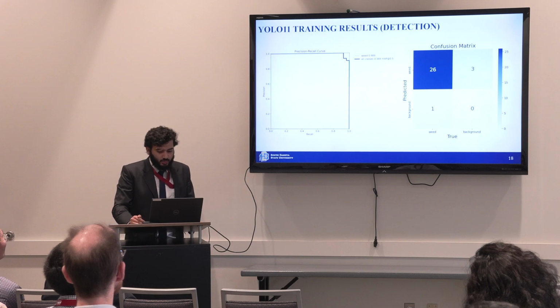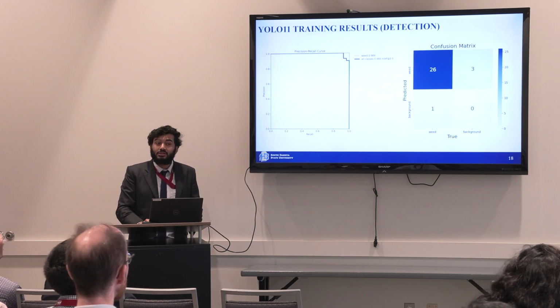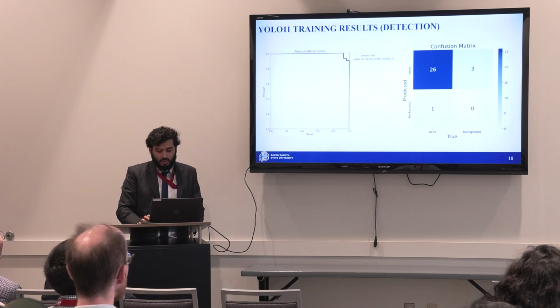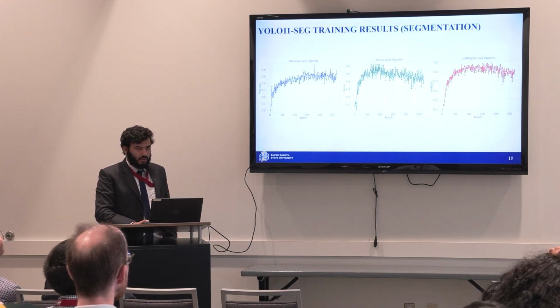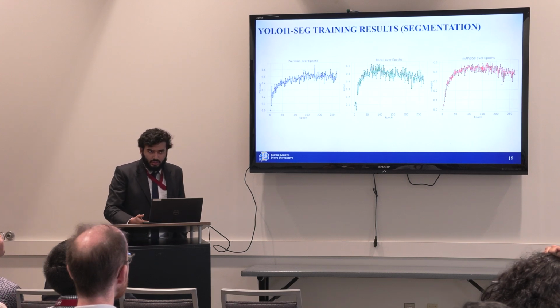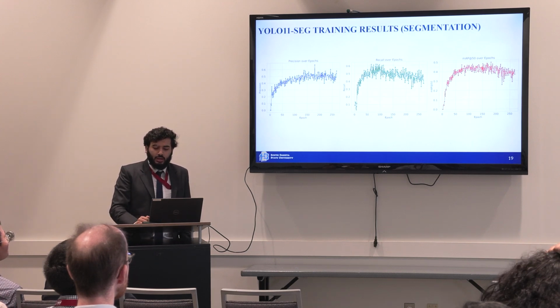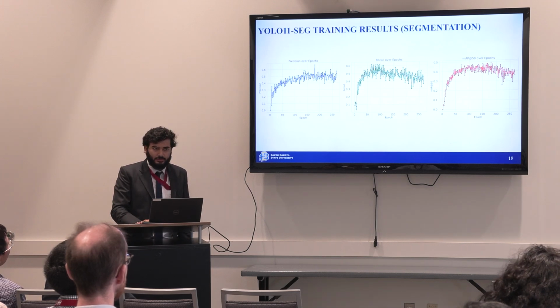Almost all of the weeds were correctly classified, and there were some misclassifications of ground as weeds. So this is a very good performance on the detection side. Here are the results for our segmentation model. The performance here is not too good. It is acceptable at this stage, and this can be attributed to poor annotation quality of segmentation masks.